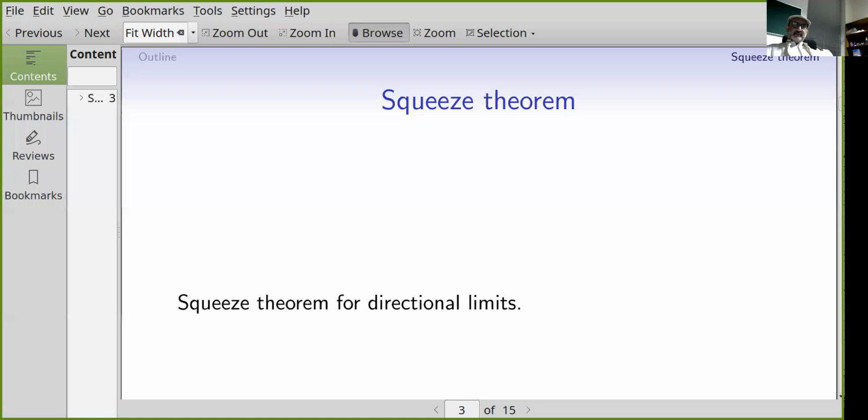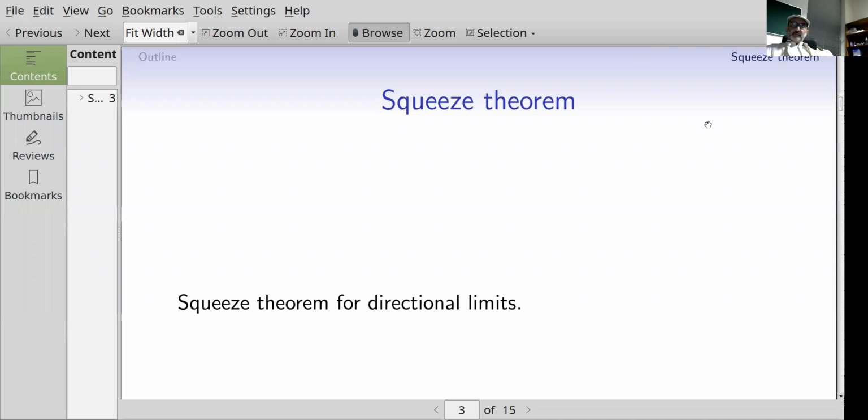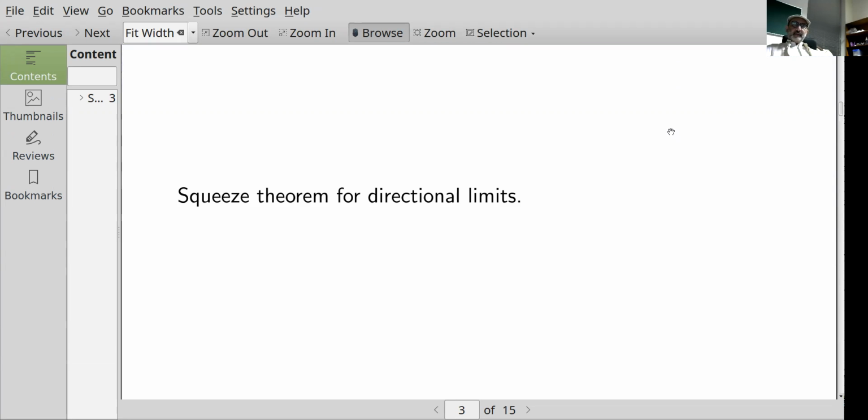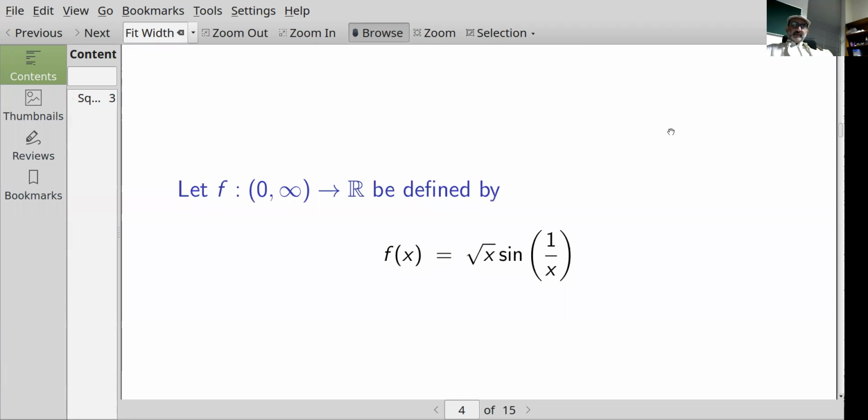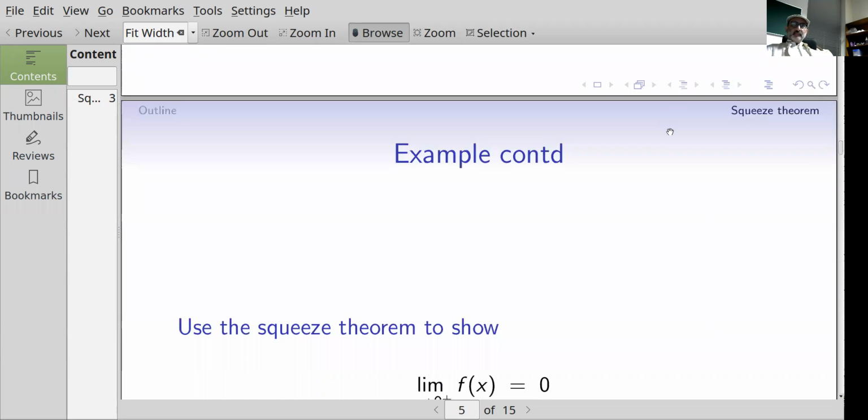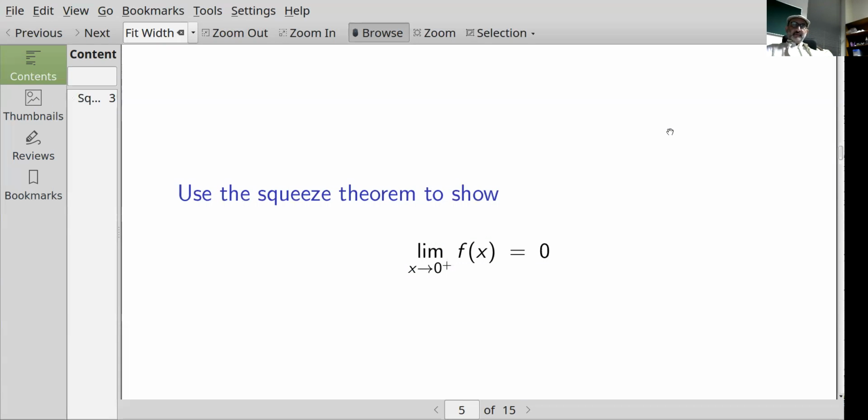So we consider now the use of the squeeze theorem when you want to calculate a directional limit. Okay, so an example. f sends the positive numbers to the reals, defined by f of x equals the root of x sine of 1 over x. We want to take a directional limit at 0 for f of x, and we're going to use the squeeze theorem to show that this directional limit is equal to 0.